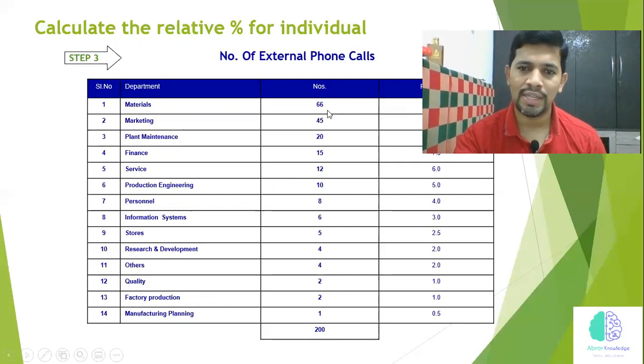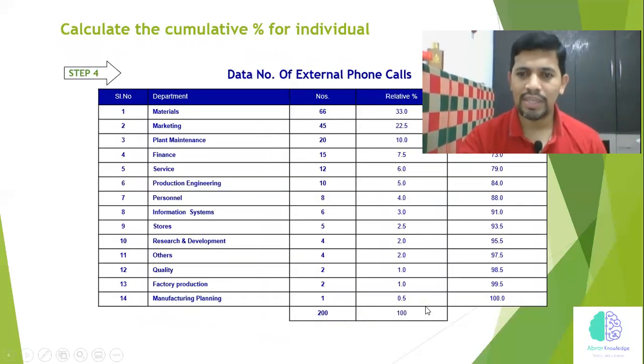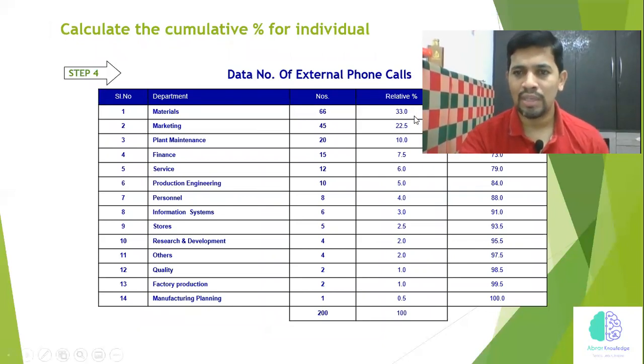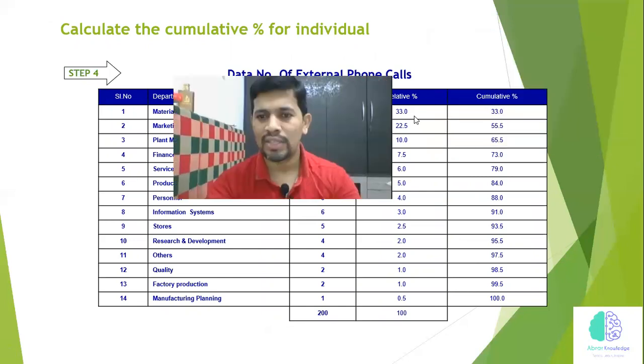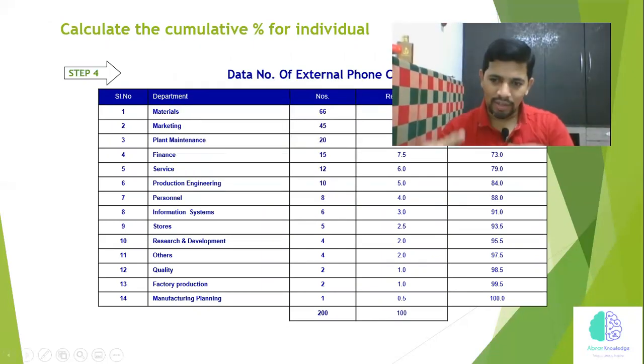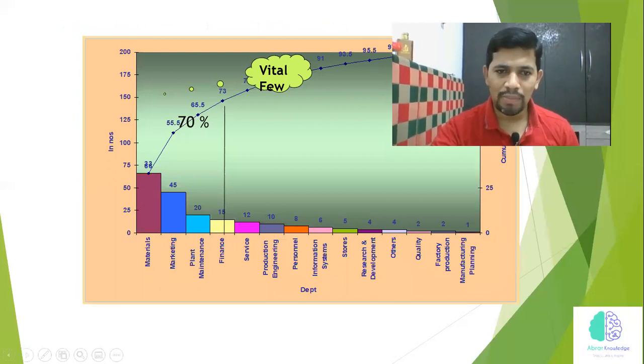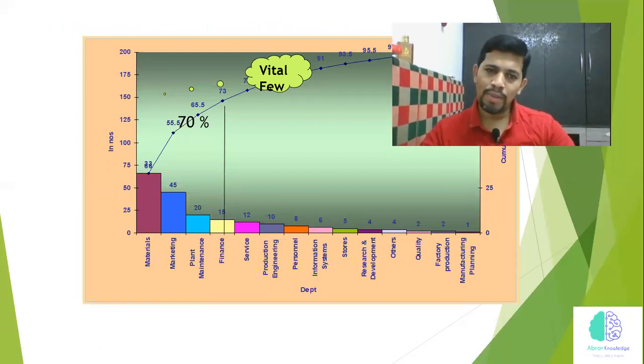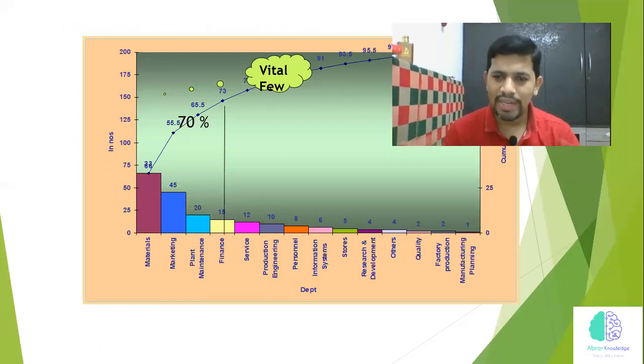For example, 66 by 200, you will get a percentage, and then you will find the aggregate percentage. For example, 33, then 33 plus 25 is 55, 55 plus 6 is 65, and so on. So this is to find the proportional, cumulative value. This is the typical graph you will get. Basically, you don't need to focus on all 10 departments.